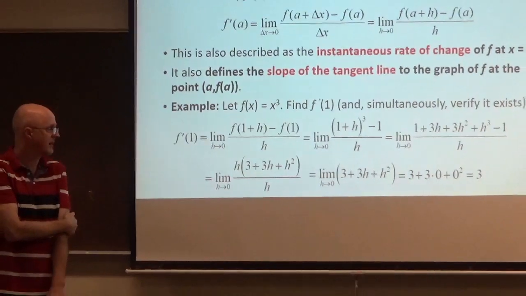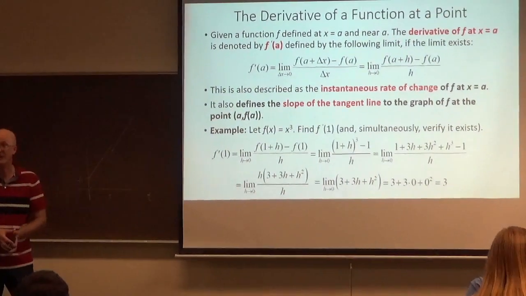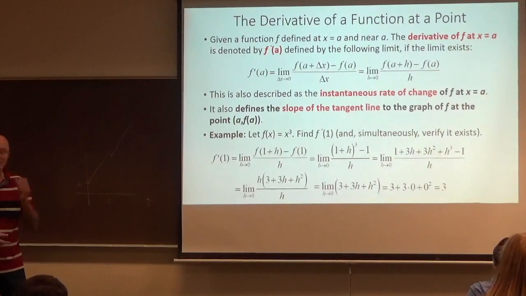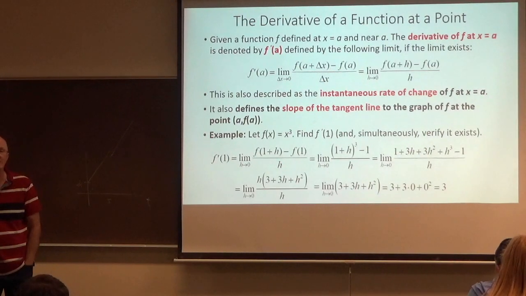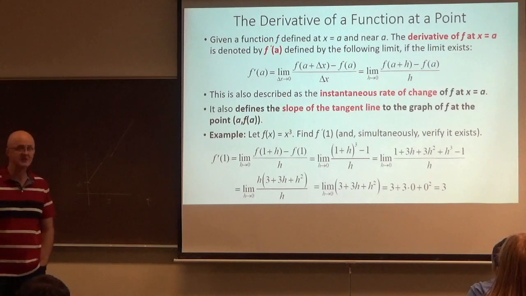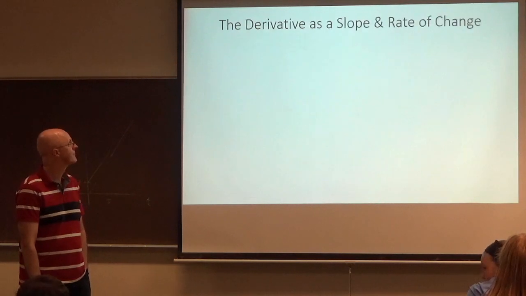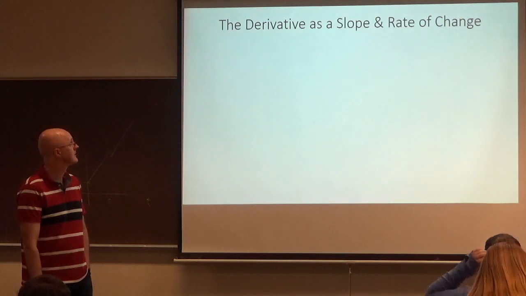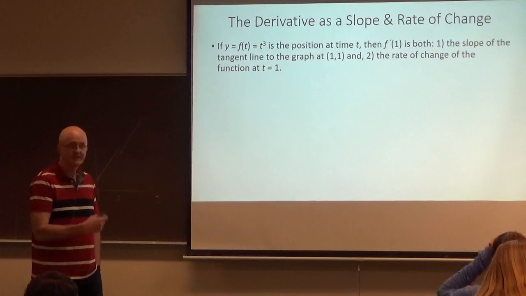If I asked you to find f prime of 2, you should be able to do that. If I asked you to find f prime of negative 3, you should be able to do that. The calculations are very simple, similar. In the time we have remaining, let's think about what this means geometrically. The derivative is slope and rate of change. And let's think physically as well.